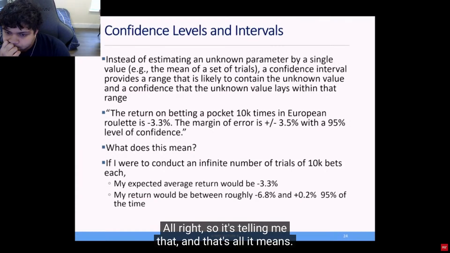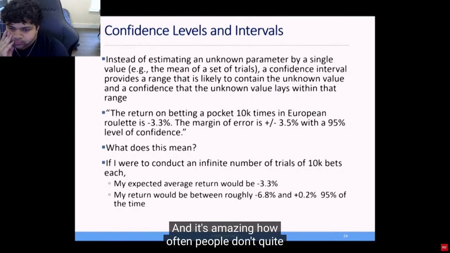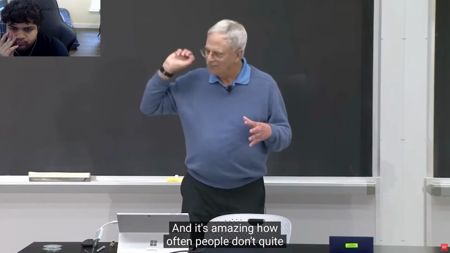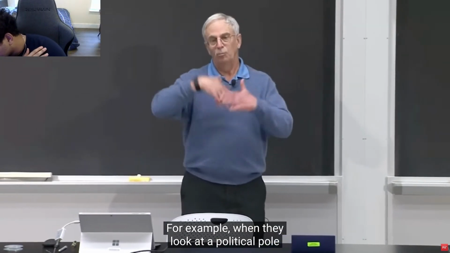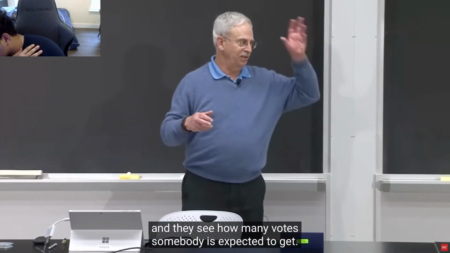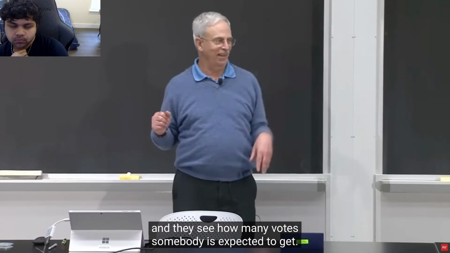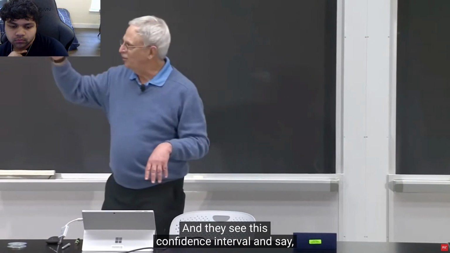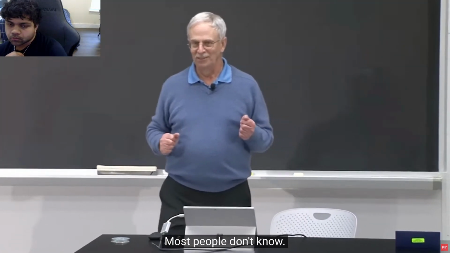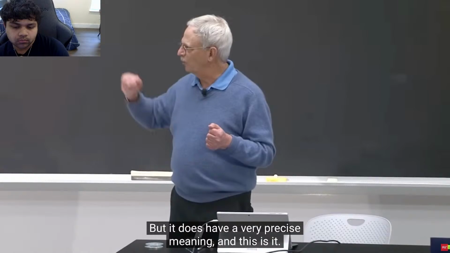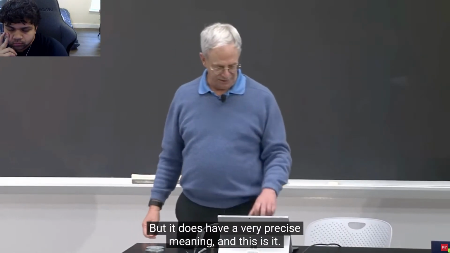All right, so it's telling me that, and that's all it means. And it's amazing how often people don't quite know what this means. For example, when they look at a political poll and they see how many votes somebody is expected to get, and they see this confidence interval and you say, what does that really mean? Most people don't know. But it does have a very precise meaning, and this is it.